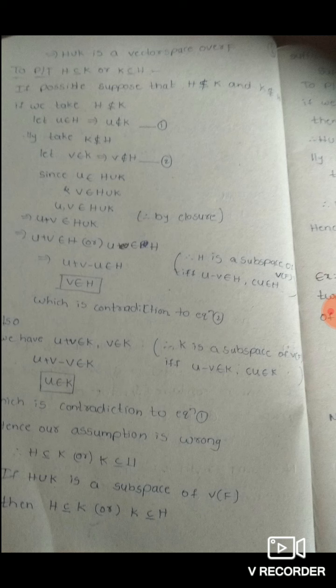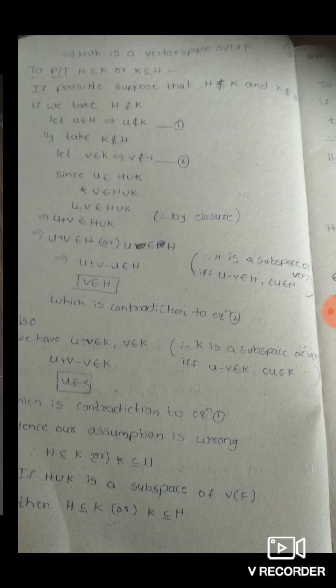By the necessary and sufficient condition for a subspace, we write U plus V minus U belongs to H. U gets cancelled, so V belongs to H, which is a contradiction to equation 2. What is equation 2? V does not belong to H. But here V belongs to H, which contradicts equation 2. Our assumption is wrong. That is, K not a subset or equal to H is wrong.